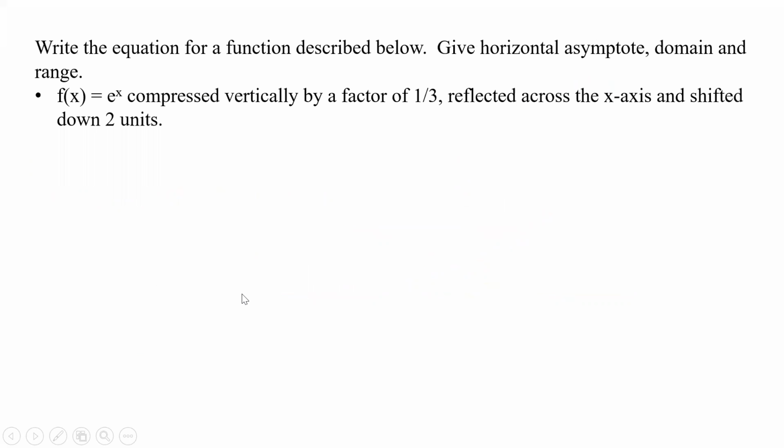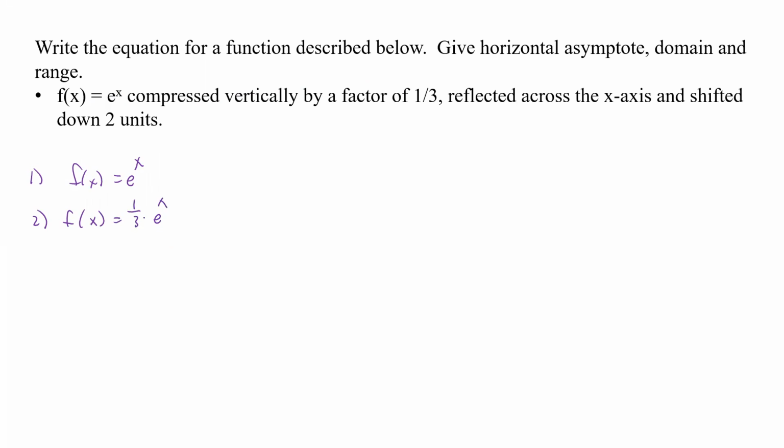All right, so here it says, write the equation for the function described below. Give the horizontal asymptote, the domain, and the range. All right, so we're going to start with e to the x. Okay, so f of x is equal to e to the x. And we want to compress it vertically by a factor of 1/3. Okay, well, that gives us, and I'm just going to say maybe, we're doing this in order. So this is our original. Now part 2 is going to be compressing it by a third.